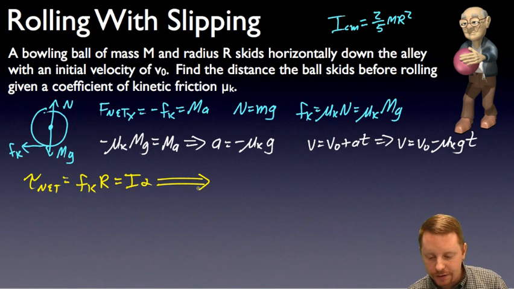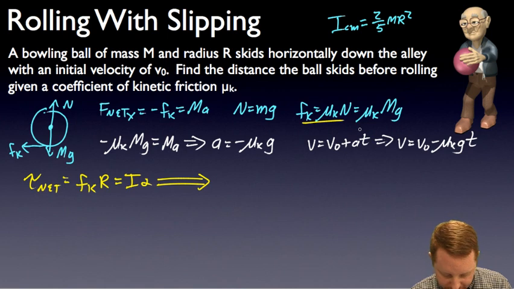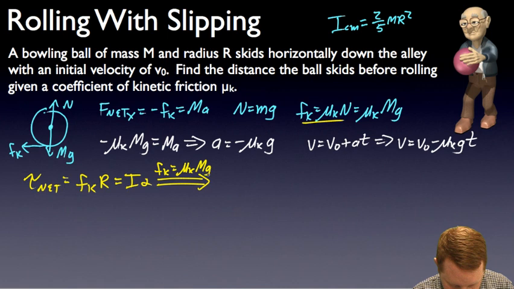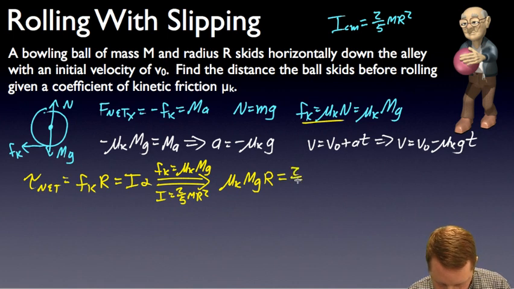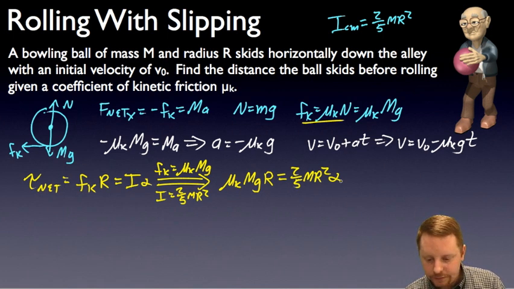All right, but we know some other things already. We know the force of kinetic friction, we figured it out up here, is mu k mg. So because Fk equals mu k mg, I also know here that I, our moment of inertia, for a solid sphere is 2/5 mr squared. I could write now that mu k mg r equals 2/5 mr squared alpha.